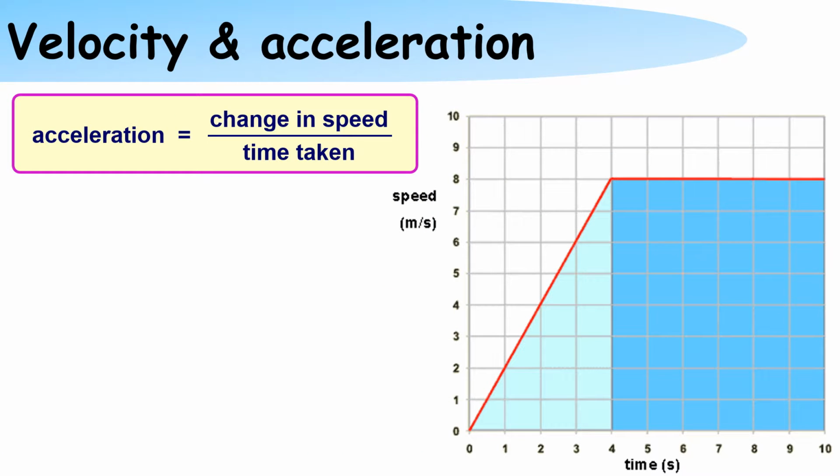If we look at a speed time graph, we can use this equation to calculate an object's acceleration. In the first 4 seconds, its change in speed is from 0 to 8, so its change in speed is 8 meters per second. It takes 4 seconds to do this, so therefore its acceleration is 2 meters per second squared.